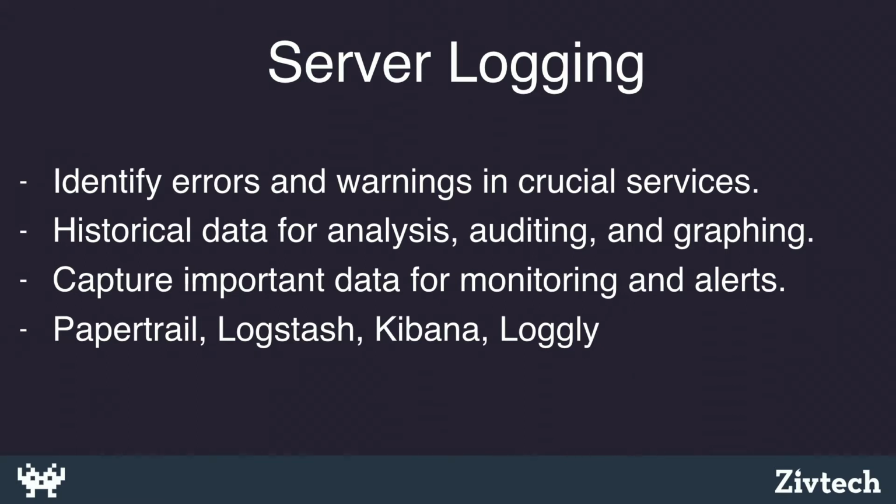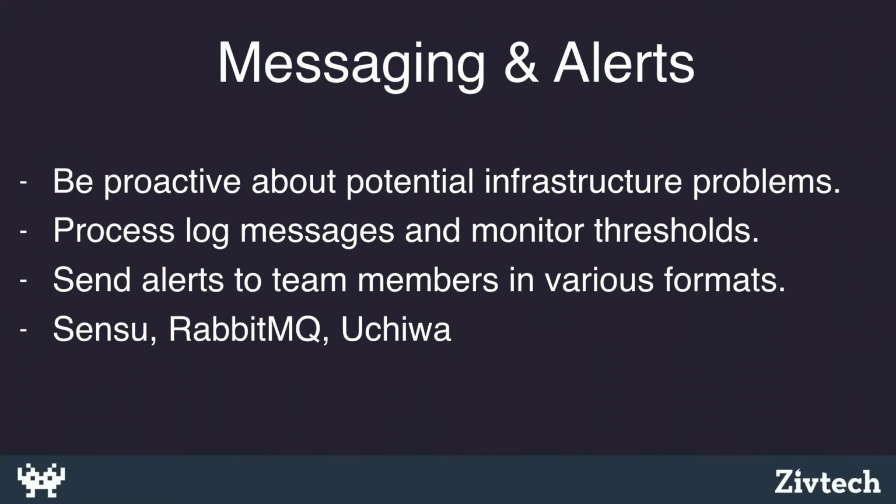And we want, so looking at our messaging and alerts, this is a proactive approach to problems. We want to be proactive about potential problems upcoming with our infrastructure. We're going to process the log messages and monitor the thresholds, and we're going to send alerts to team members in various formats. So it could be a Slack channel message, or you're sending out an email, or maybe you want to send somebody a text message on their phone if it's really crucial.